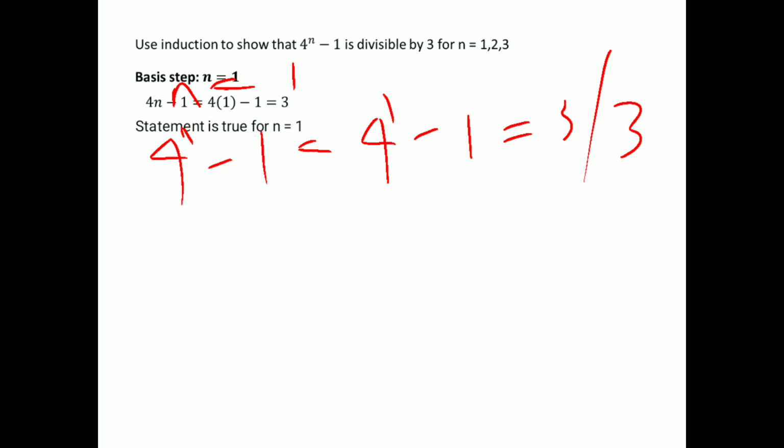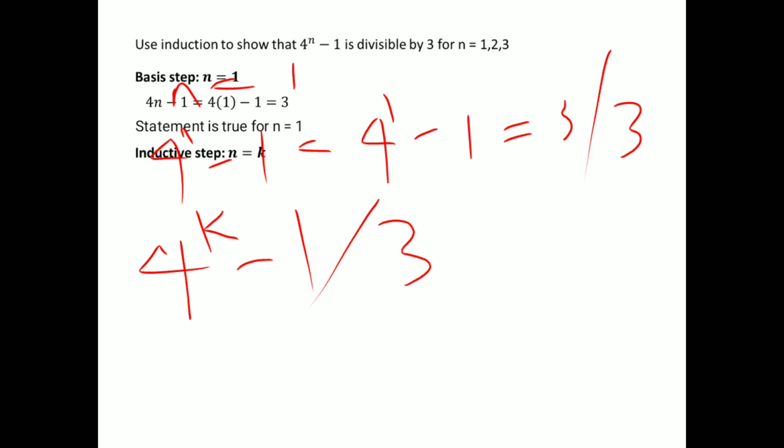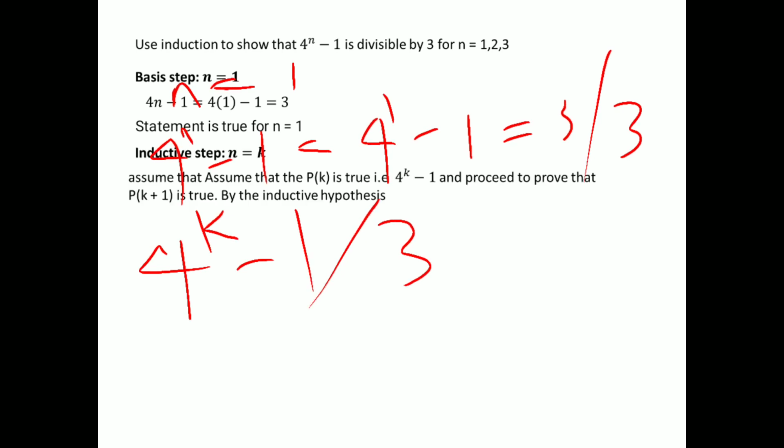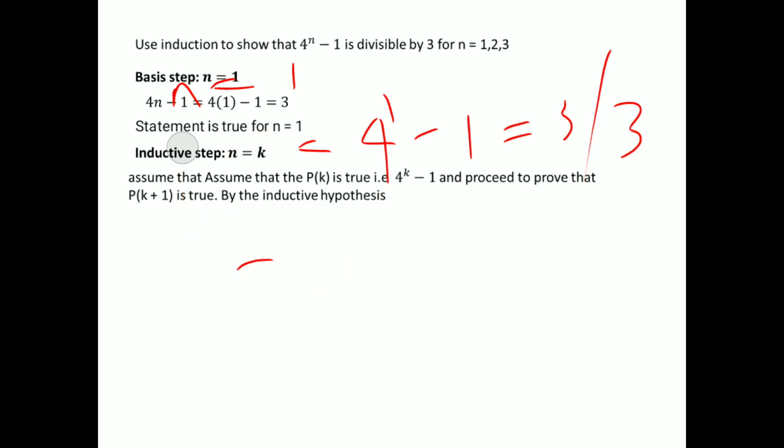Okay, so now we go over to the inductive step. For the inductive step, your n becomes k. That means we can say that 4 raised to power k minus 1 is divisible by 3 based on induction, just like we have here. So we now continue for 4 raised to power k plus 1. Now let's do that quickly. 4 raised to power k plus 1.